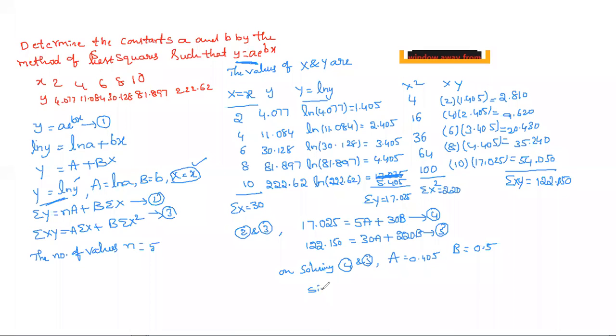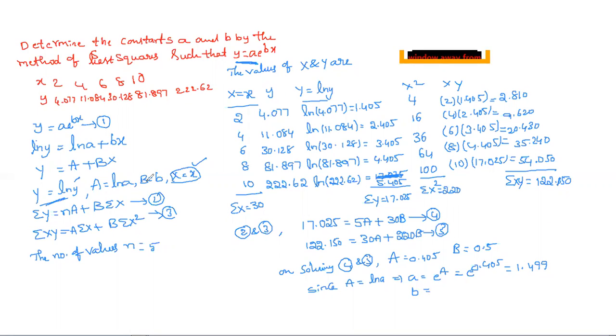Since capital A is equal to ln a, small a is equal to e power A. So e power A value is e power 0.405. In your calc, press the shift button and then the ln button, then you get e power. In that power you can substitute 0.405. Then you get the value 1.499.